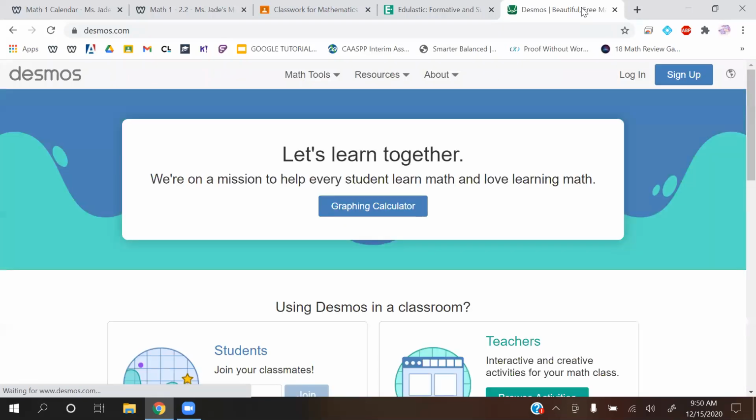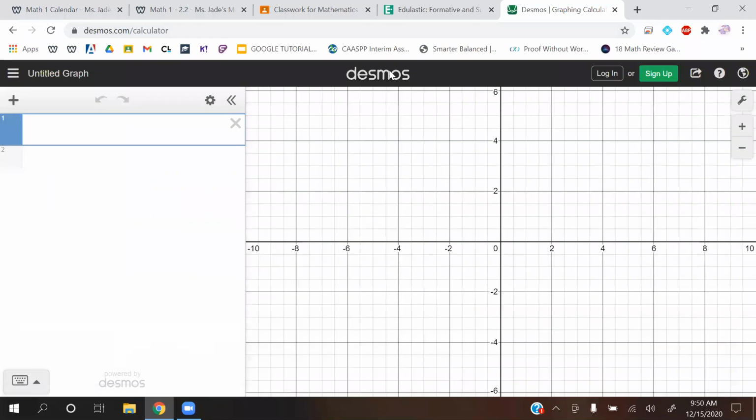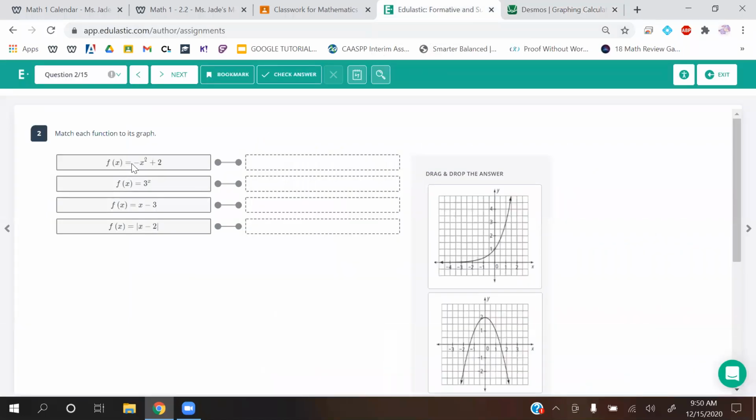Desmos.com. So here's the website. If you ever forget it, whenever you're doing your test, you can pause the video here so that you can see the word Desmos.com. Then you click graphing calculator. And then you can just type your stuff here. So our first one is negative x squared plus 2. So I'm literally just going to type negative x squared plus 2.